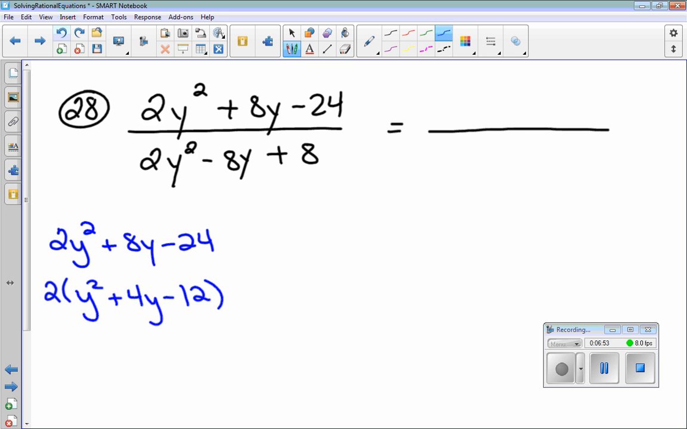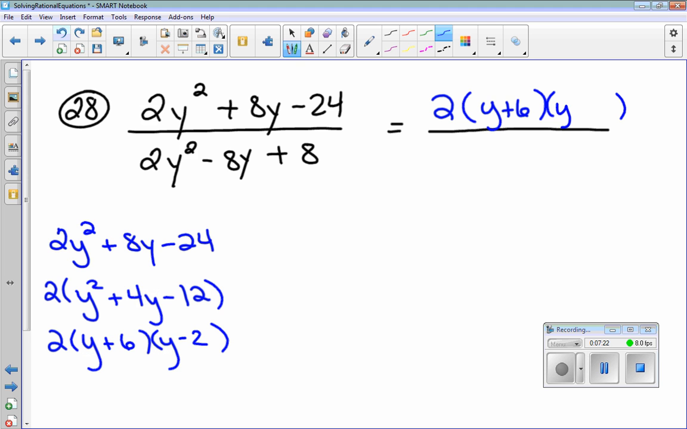2 times 12 is negative 24. So the 2 stays there. So we know there's going to be a 2. And now we're going to worry about factoring what's left. y. What 2 numbers multiply to be negative 12 and add to be 4? Positive 6 and negative 2. Good. All right, so I have factored the top.